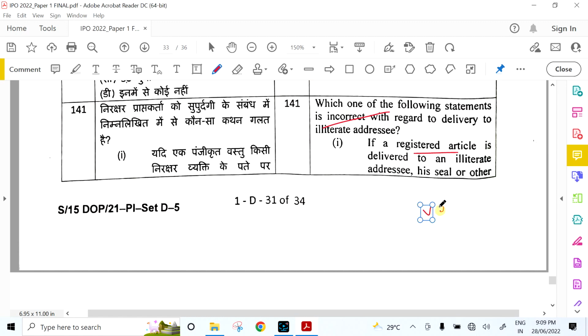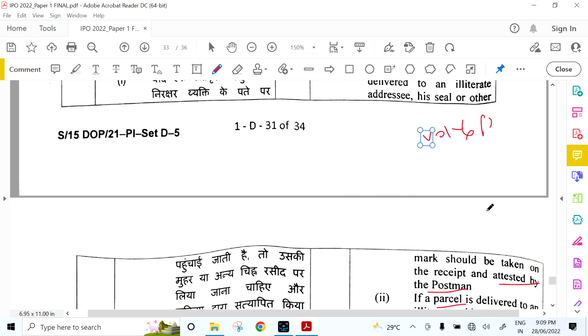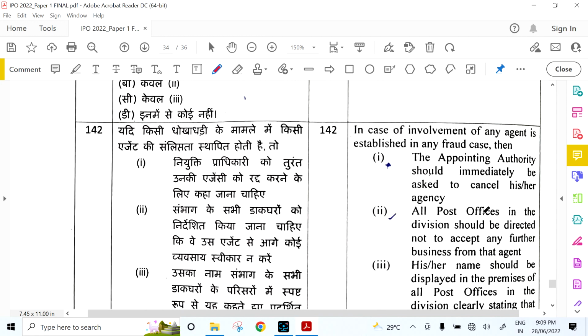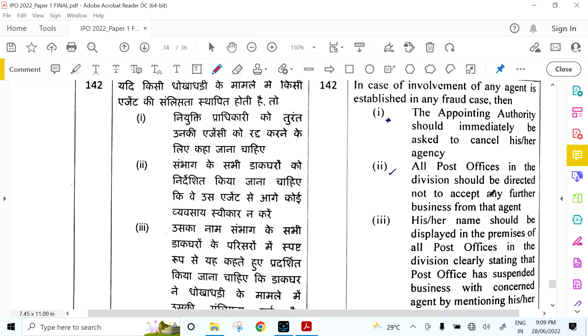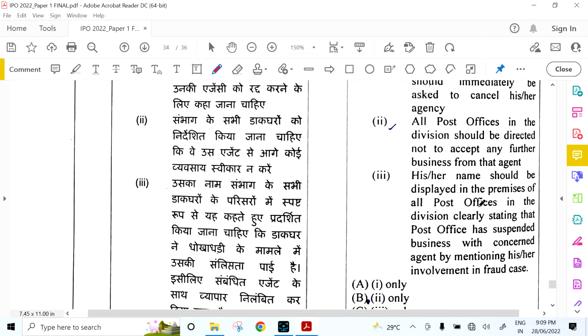Volume 6 Part 3, Rule 97 and 98. In that you will find: if an involvement of any agent is established in any fraud case, then the appointing authority should immediately be asked to cancel his or her agency. All post offices in the division should be directed not to accept any further business from the agent. His or her name should be displayed in the premises of all post offices in the division, clearly stating that post office has suspended business with concerned agent by mentioning his or her involvement in the fraud case.